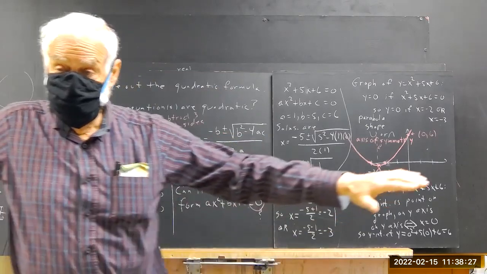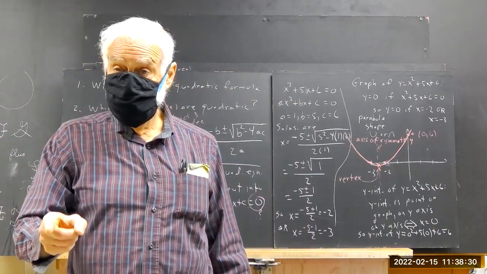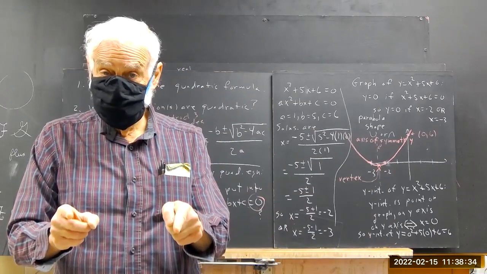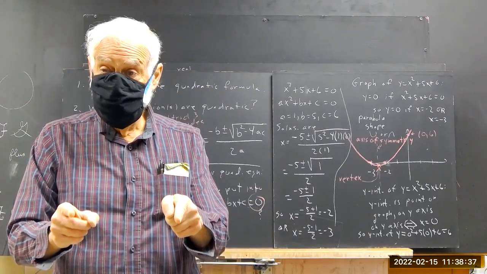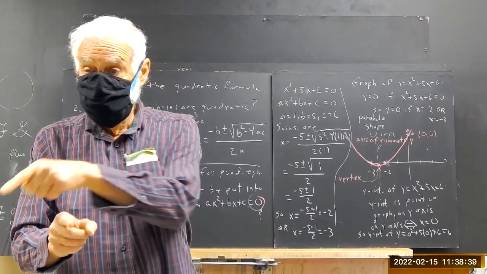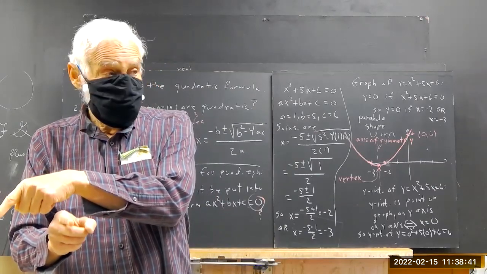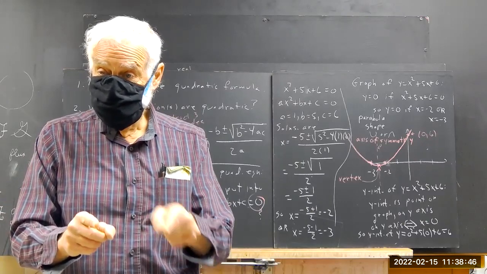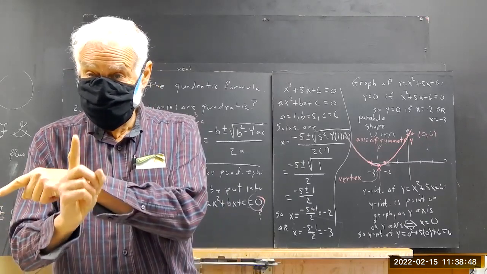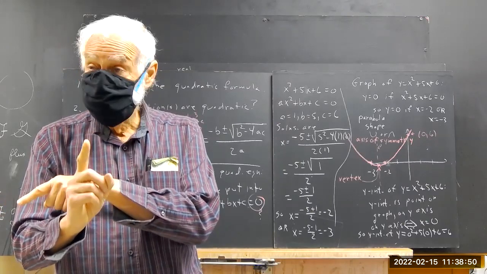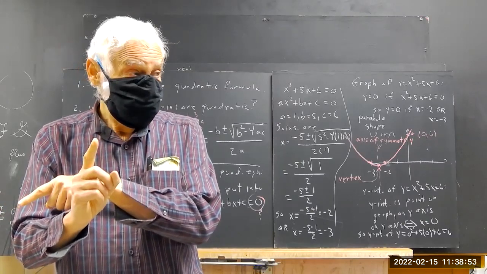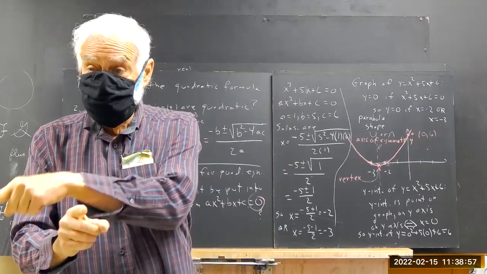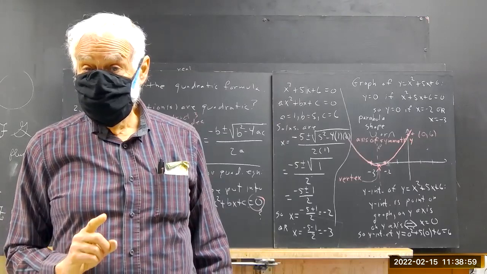So if you've got a number line and -b is here, okay? And -b plus the square root is here, then where's -b minus the square root? Well, it's the same distance on the other side, right? So what's halfway between what's on this side and what's on this side? Yes. Does that make sense? So halfway between -b plus the square root and -b minus the square root is -b.